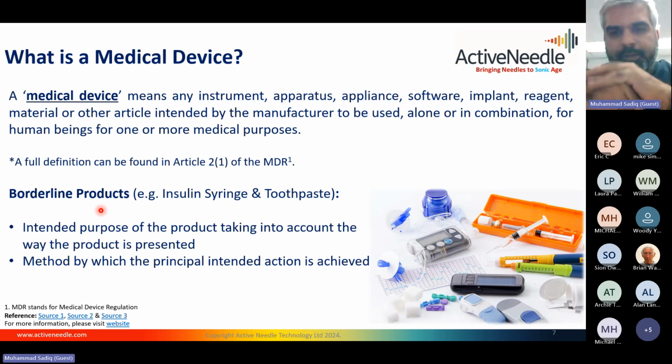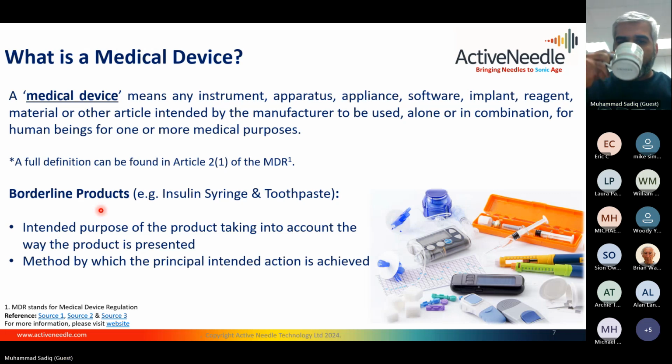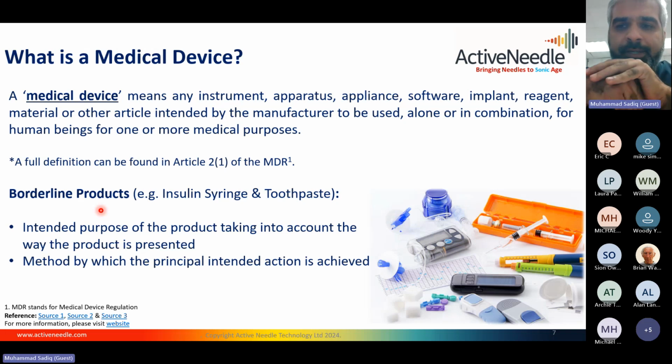This is a very broad definition, but there are some borderline products that may or may not be classified as medical devices. And a classic example of this is a toothpaste. A toothpaste can potentially be classified as a cosmetic, a medicinal product, or even a medical device, depending on its composition, mode of action, and how the product is presented.